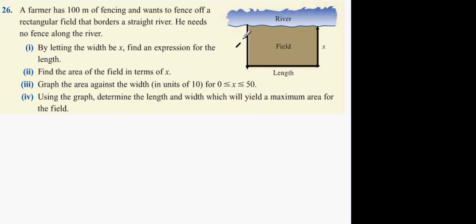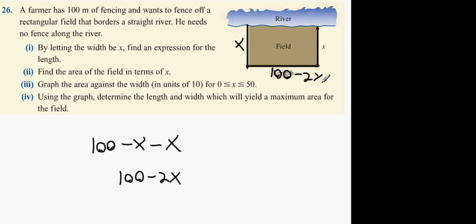And we know that the width is x. So he has 100, he uses x on the width, then he uses x on the other width. This leaves 100 minus 2x for the length. The length is 100 minus 2x. By letting the width be x, find an expression for the length. Done. Find the area in terms of x.